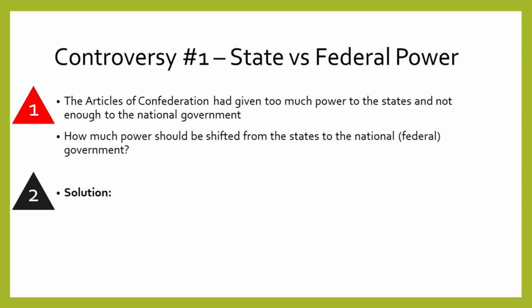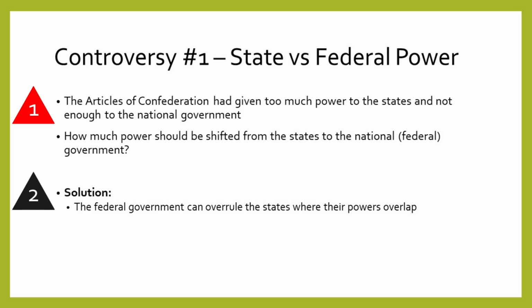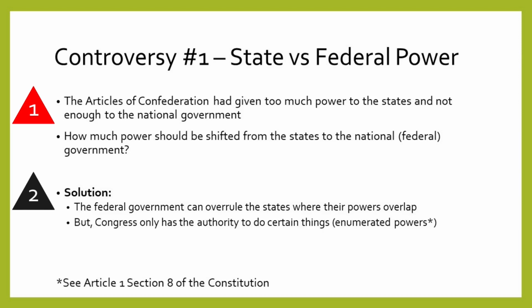The compromise they eventually reached was that the federal government would always have the authority to overrule the states when their powers overlapped, but the federal government would only be allowed to make laws about certain specific topics like taxes, the military, and commerce between the states.